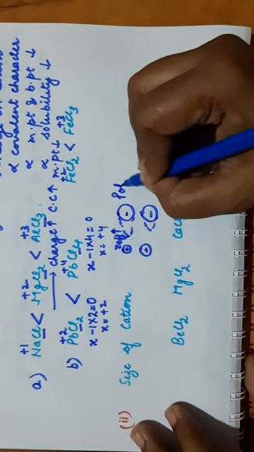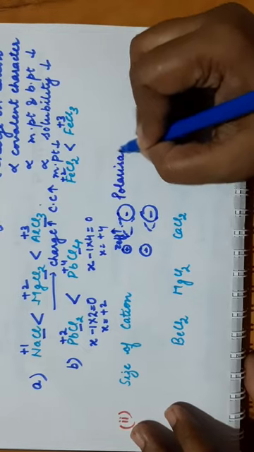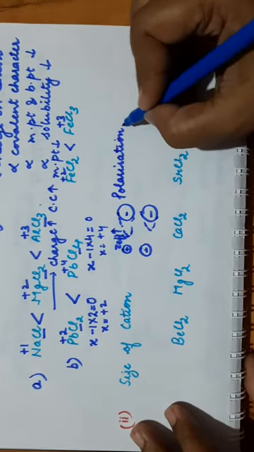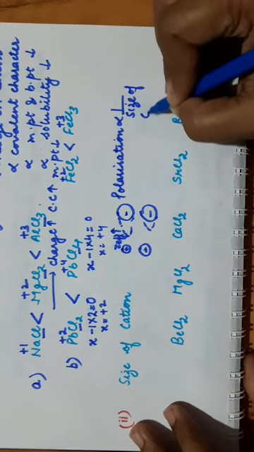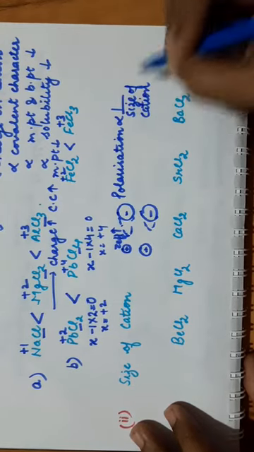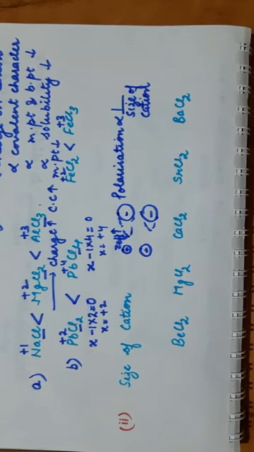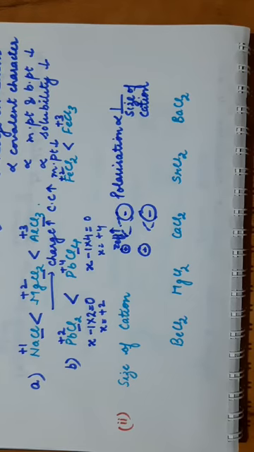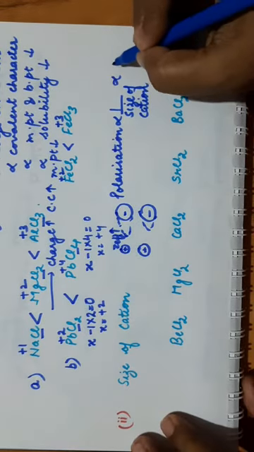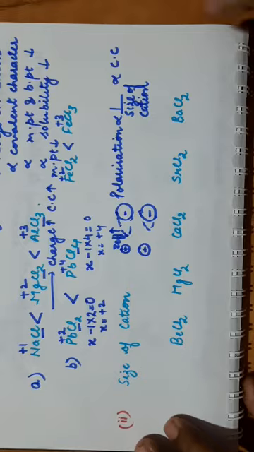So polarization is inversely proportional to the size of cation. So smaller the size of cation, greater will be the polarization and greater will be the covalent nature. So it is directly proportional to covalent character.